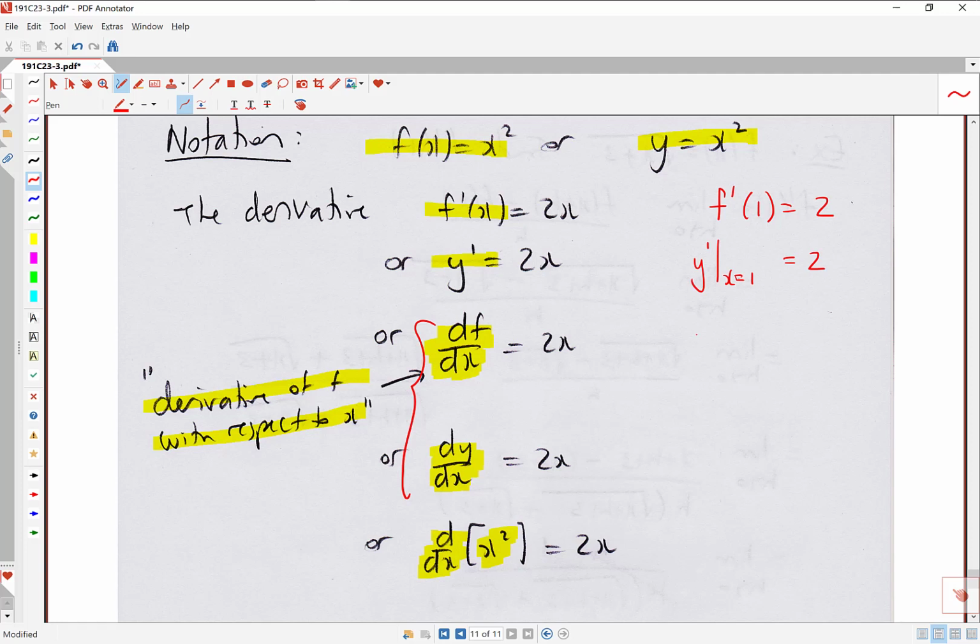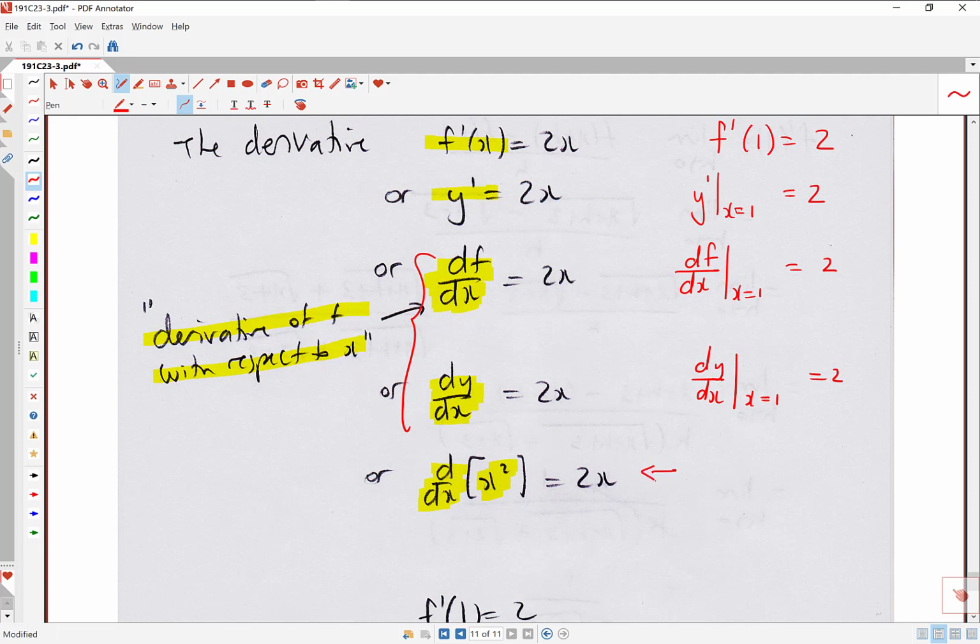Similarly, if you were using the d notation, so you could go df by dx, you just say evaluated at x equal 1 like that is equal to 2. Similarly here, you could go dy by dx evaluated at x equal 1 equal 2. And honestly, for this notation here, not really common to try to evaluate using that notation. We would use one of the 4 previous notations if we were trying to plug in a number.